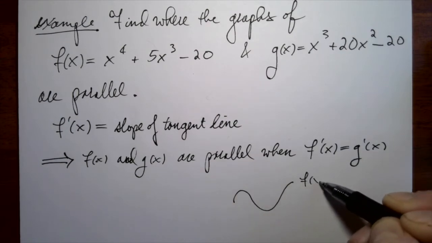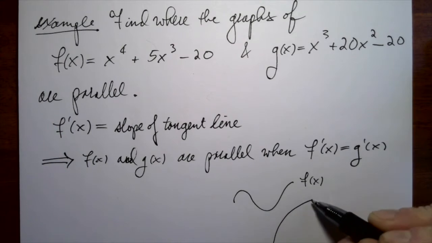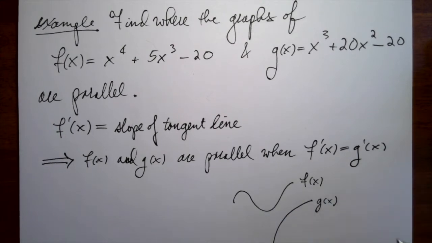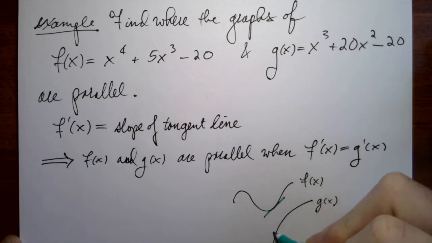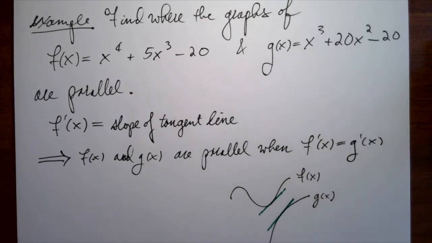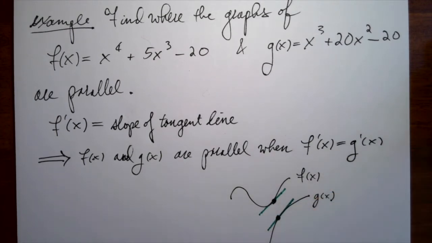For example, suppose this is f of x, like that, and then g of x is something like this. Then the two functions are parallel about there. See what I mean? The tangent lines at that point have the same slope. So we're looking for something like that, some point where the tangent line has the same slope, even though it's not going through the same point.